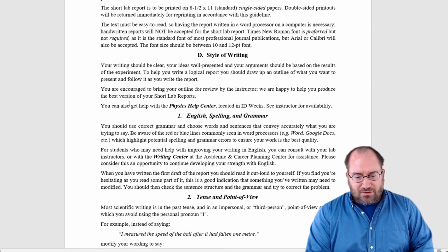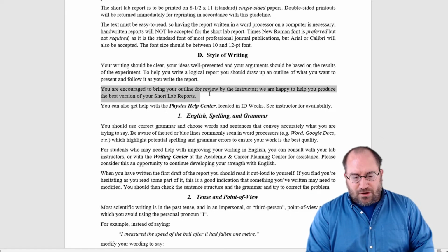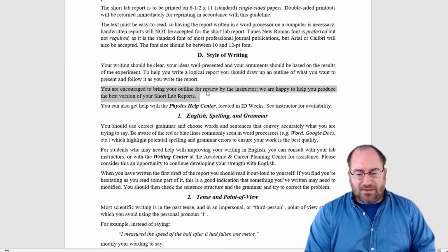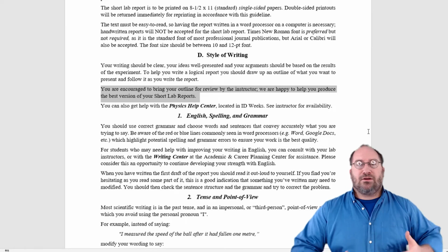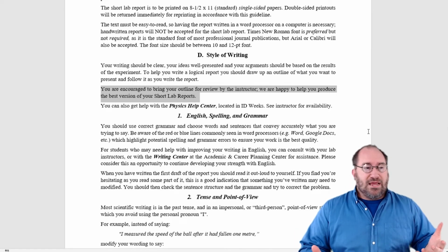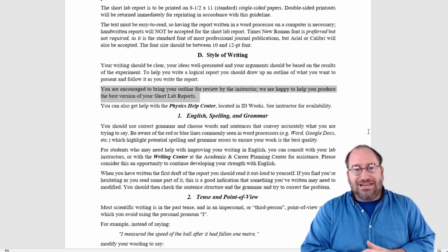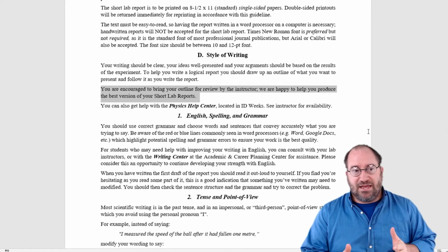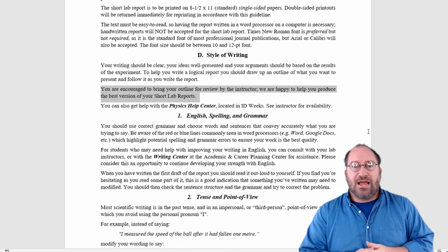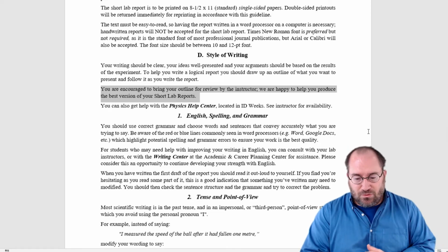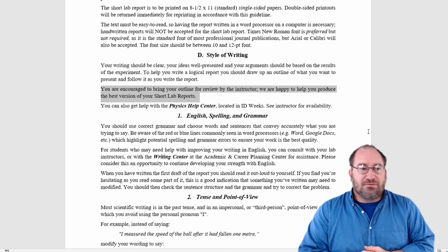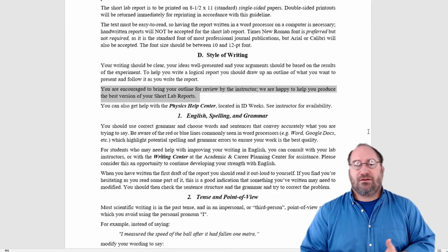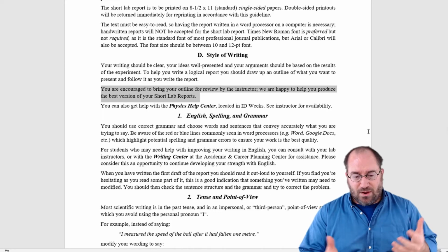Under style of writing, you see that it says you are encouraged to bring your outline to review by the instructor. We are here to help you do better. We have the wherewithal. You can email a copy of your lab to your instructor, any one of your TAs, or to myself, and get some feedback to see if we have some suggestions. Take advantage of this. We are here to help you improve, and we want to help you do that.